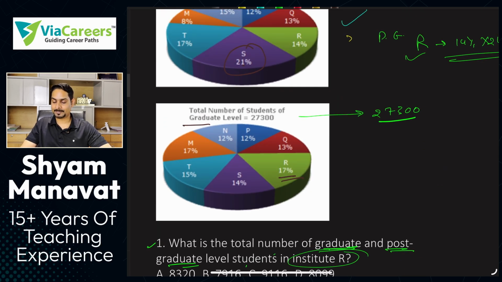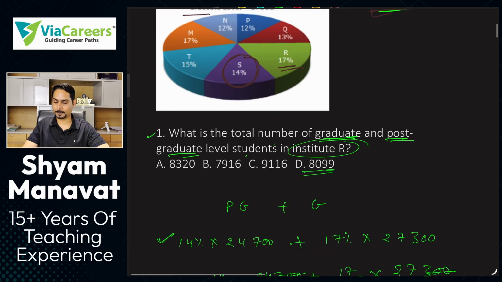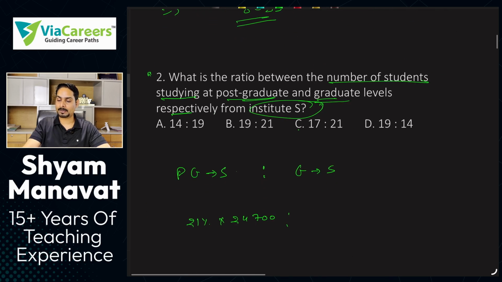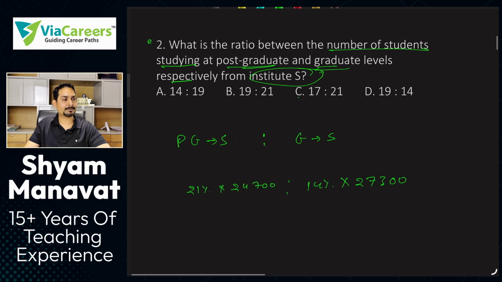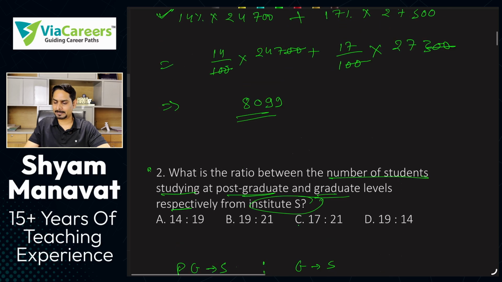students in Institute S from graduate level. So graduate level total number of students are 27300 and from Institute S we have 14%. So it is 14% of 27300. लिख लेते हैं यहाँ पे. Now we need to have graduate, that is 14% of 27300. Right. Now simplify this part.